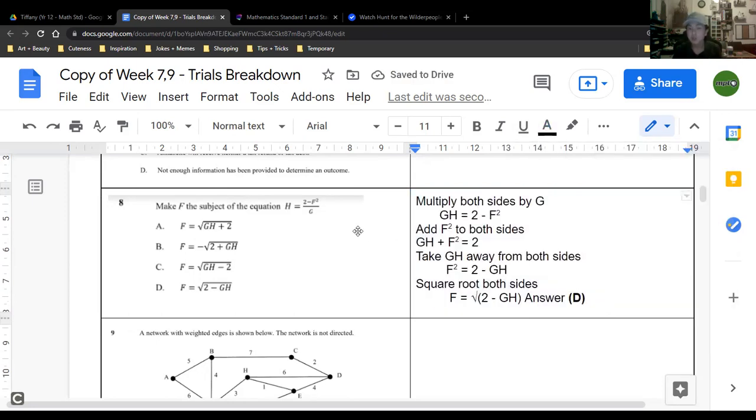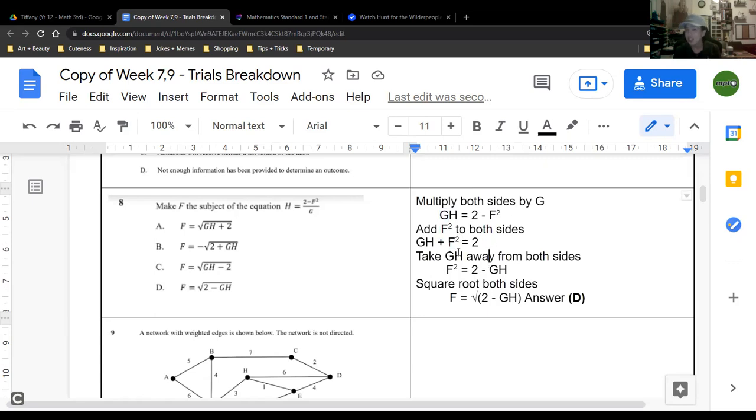All right, so first of all, you multiply both sides by g to get rid of the fraction. So then the g goes on the left. Now you end up with gh is equal to 2 minus f squared. Ordinarily, you can just leave the f where it is, but I think most students prefer to work with positives. So I actually recommended Tiffany add f squared onto both sides. When you add f squared onto both sides, the f squared disappears on the right where it's 2 minus f squared, and it goes to the left, because you've added to both sides.